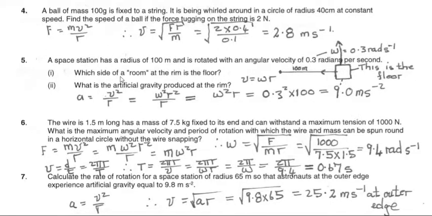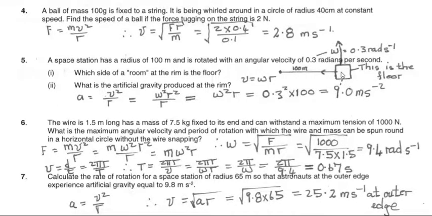Question 5. A space station has a radius of 100 meters and is rotated with an angular velocity of 0.3 radians per second. So this is the angular velocity, 0.3 radians per second. Which side of a room at the rim is the floor? So if it's going this way, then it's moving around the circle like this, or around the circle like this, anti-clockwise as we're looking at it.